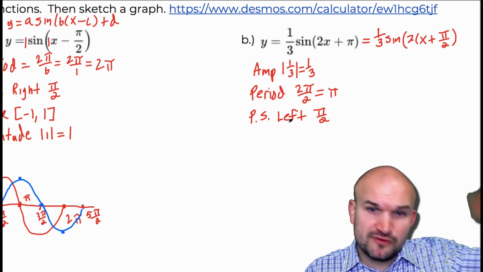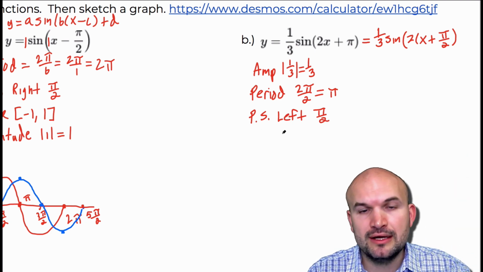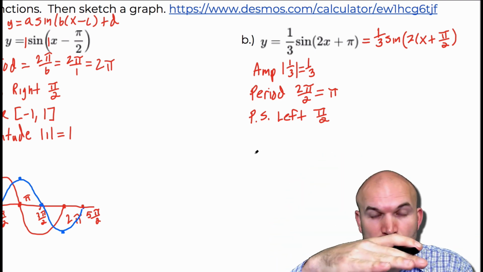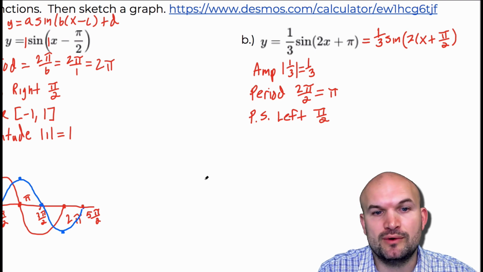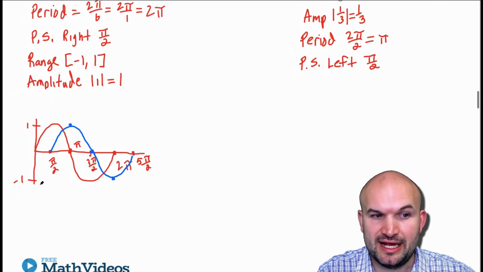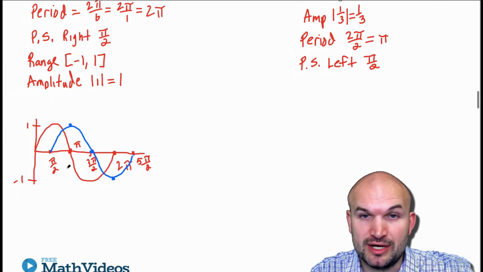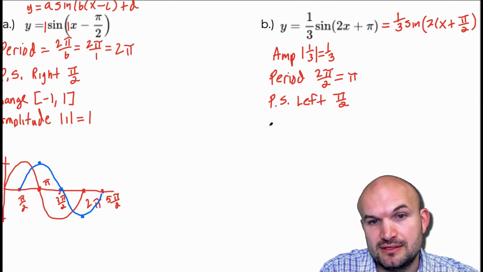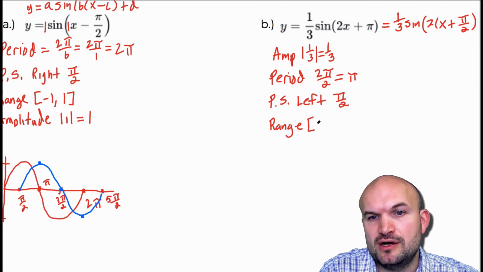Vertical shift, there is no vertical shift, being shifted up or down. What I could also see, though, is since the graph is being compressed by 1/3, that means instead of the graph going up to 1 and down to -1, it's only going to go up to 1/3 and down to -1/3. So therefore, the range in this case is going to be from -1/3 to +1/3.